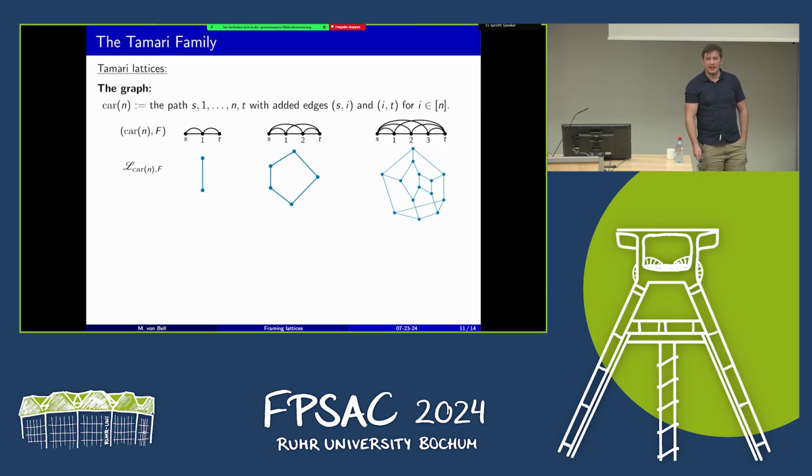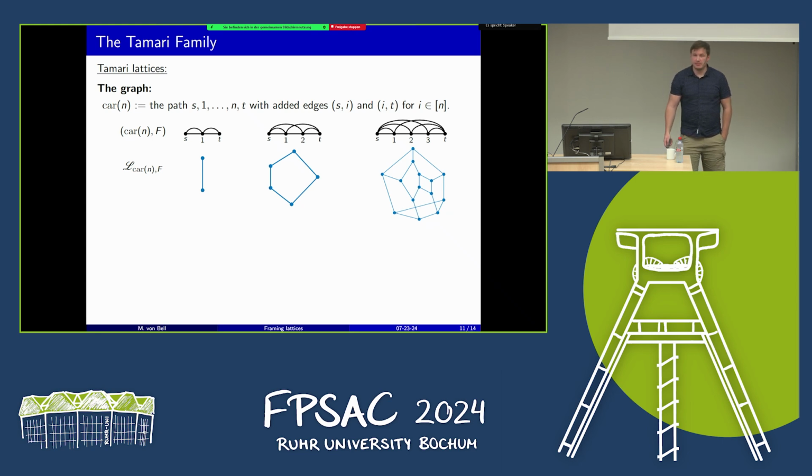Then also Tamari lattices. How do you get these? You start with a path with a source, then n vertices in between, and then a sink, and then you add edges from the source to vertex i and from vertex i to the sink t for every i in n, and you get this family of graphs as you increase n. For the nth Caracol graph with the framing that's drawn there from top to bottom, the lattice that comes out is the (n+1)st Tamari lattice.